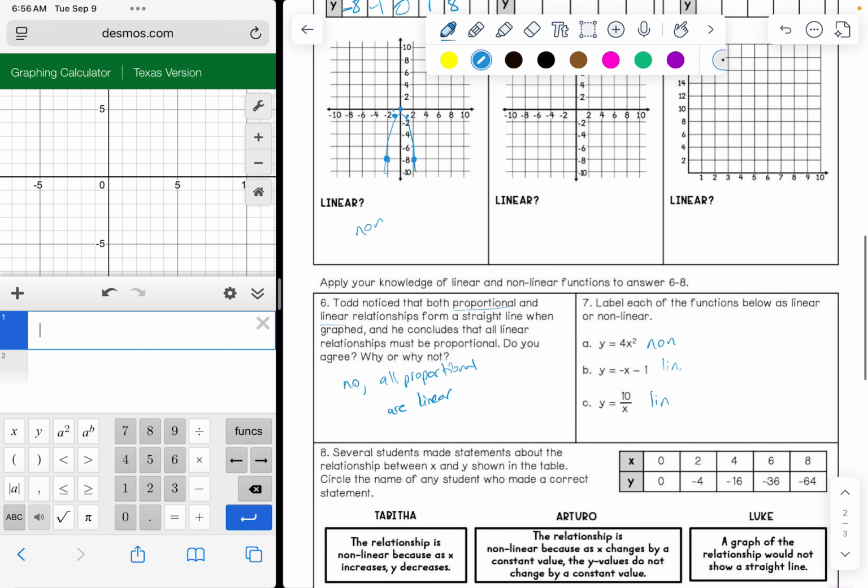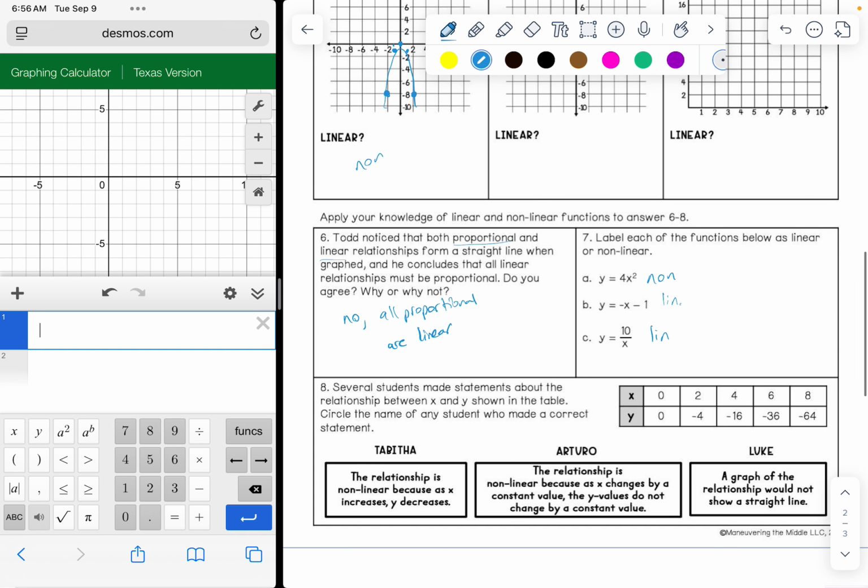Let me try to do the homework with you. Okay, so number 8. Remember that there's usually going to be 1 or 2 answers. There could be more than one because it says circle the name of any student. So just kind of watch for that. There may be more than one answer. So let's take a look at this one. It says Tabitha says the relationship is nonlinear because as x increases, y decreases. So one can increase and one can decrease. That's fine, but it has to be by the same amount. So she's wrong.